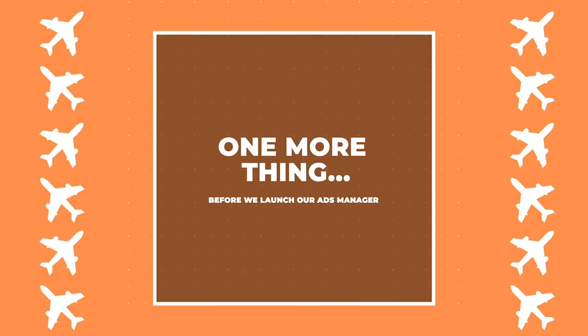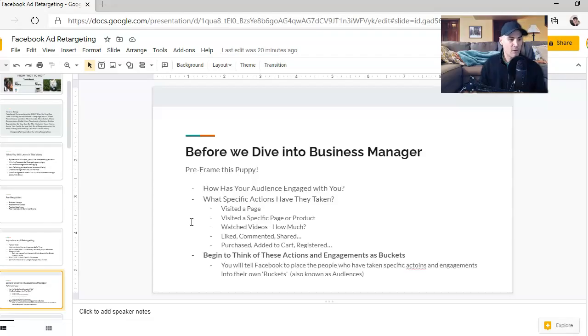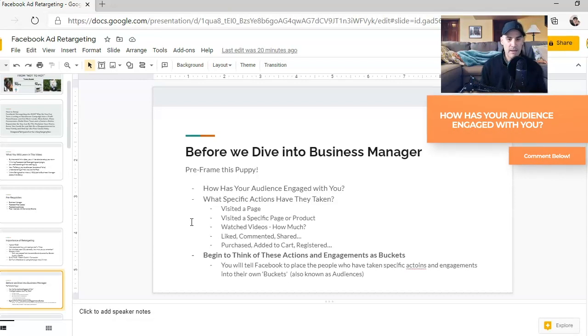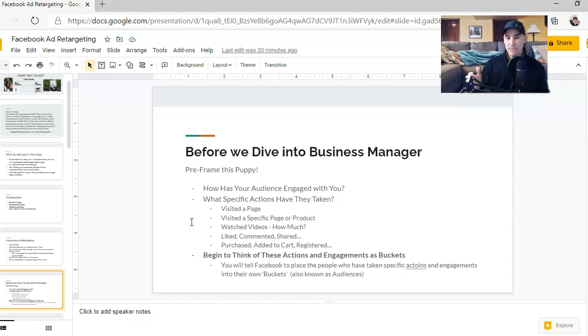Before we dive into Business Manager, let's pre-frame this. And so it's a question for you: how has your audience engaged with you? How have they engaged with your ad? How have they engaged with your website? What specific actions have they taken? Have they visited your page? Have they visited a specific page or product? Have they watched a video? Is it a video ad that you have? Or is it, how much have they watched that video? Have they watched 25%, 50%, 75%, 95%? Have they liked, commented, or shared on your ads or on your Facebook page? Have they purchased, added to cart, registered?